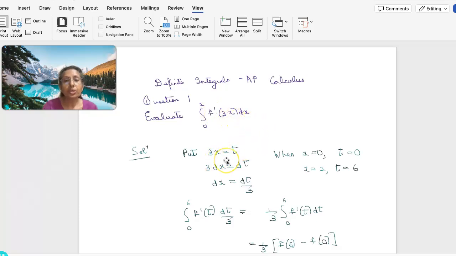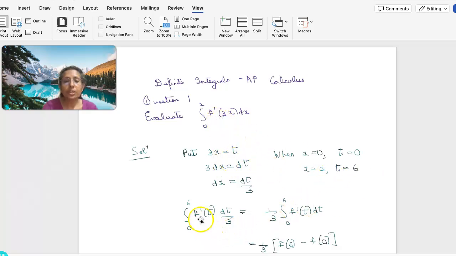So we make a substitution, we put 3x as t. So what happens when you differentiate? 3 dx equals dt. So dx is dt by 3. Now when you do a definite integral and you make a substitution, you have to change the limits. So when x is 0, t is 0. And what happens when x is 2, t becomes 6.